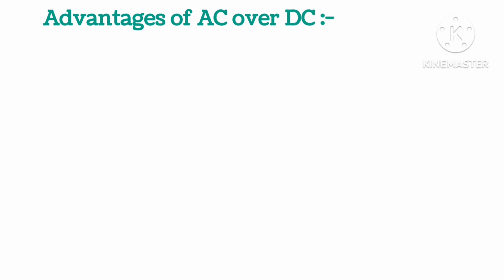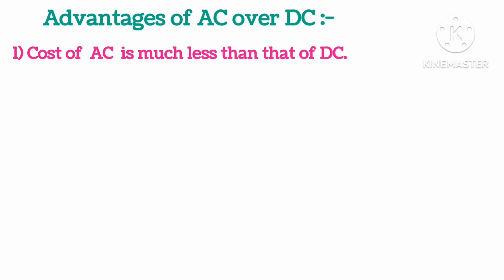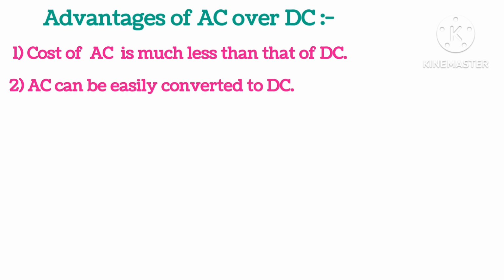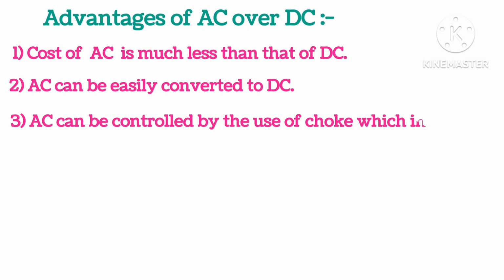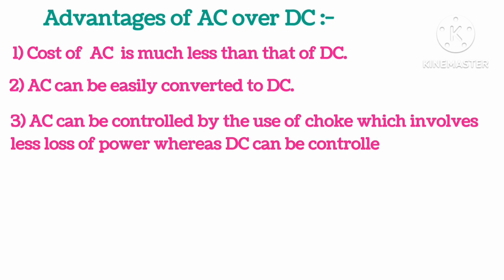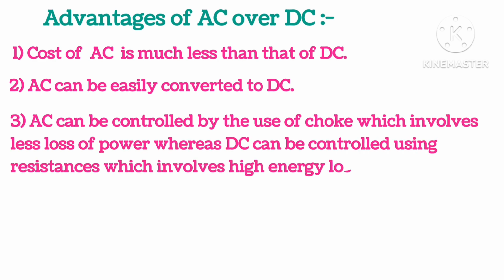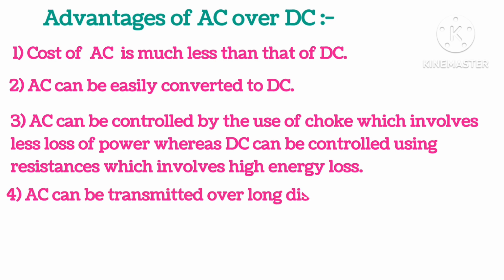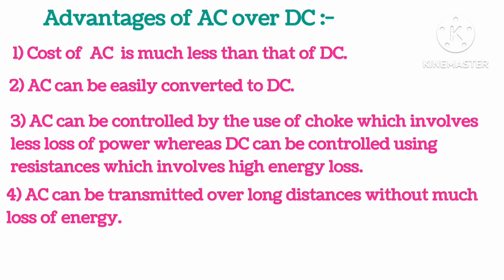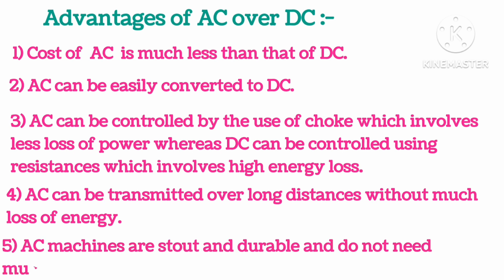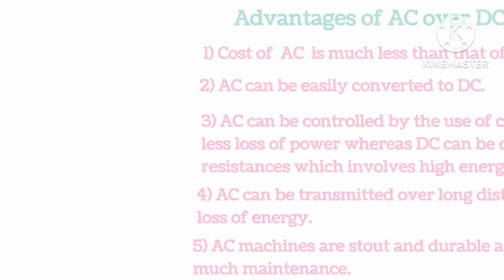Advantages of AC over DC. The cost of AC is much less than that of DC. AC can be easily converted to DC. AC can be controlled by the use of a choke, which involves less loss of power, whereas DC can be controlled using resistance, which involves high energy loss. AC can be transmitted over long distances without much energy loss. AC machines are stout and durable and do not need much maintenance.